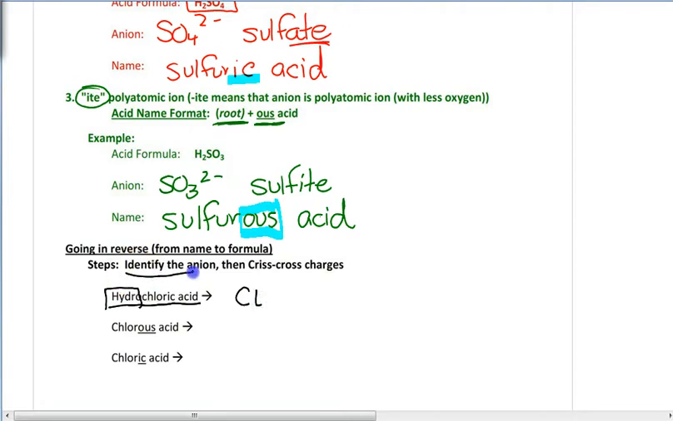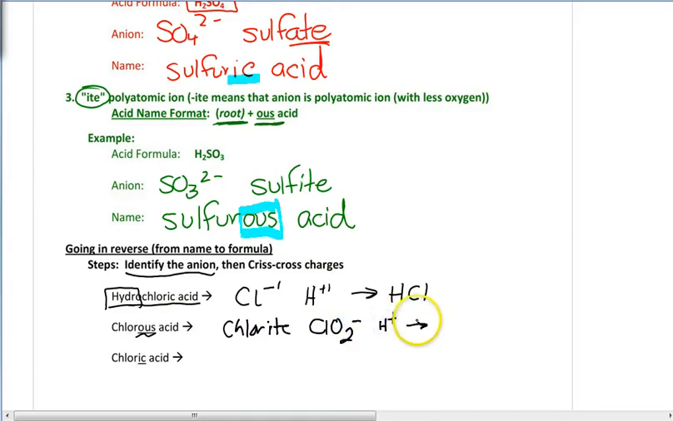So the first thing you want to do is identify the anion. In this case, it'd be Cl-, and you know that from the periodic table. Then we're going to crisscross the charges when we put that with an H+. H+ has a +1 charge, Cl is a -1, so that will just be HCl, hydrochloric acid. Chlorous acid, the -ous ending means that it comes from chlorite, which is ClO2-. So if we put that with an H+, they both have a +1 charge, so no crisscrossing needed. That'll just be HClO2. That'd be chlorous acid.